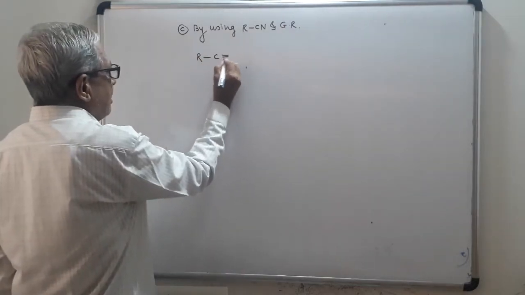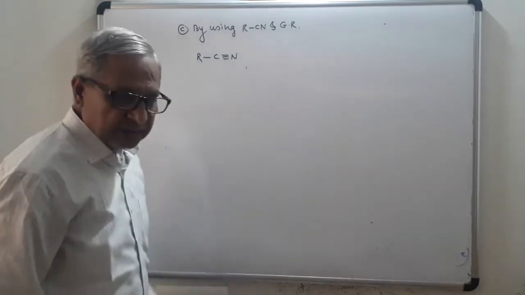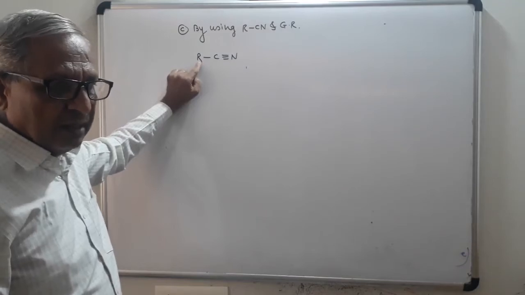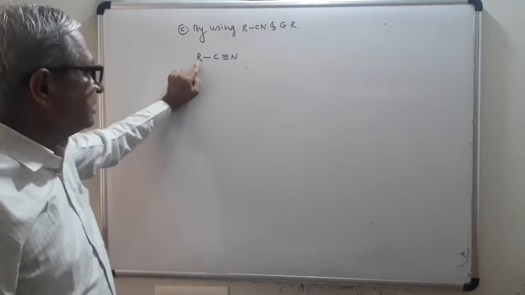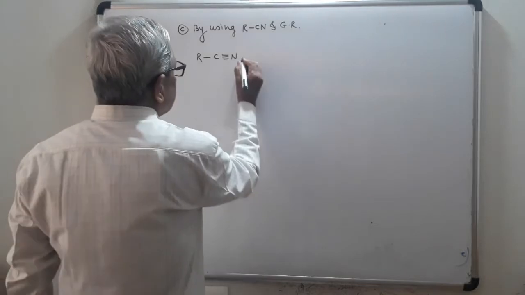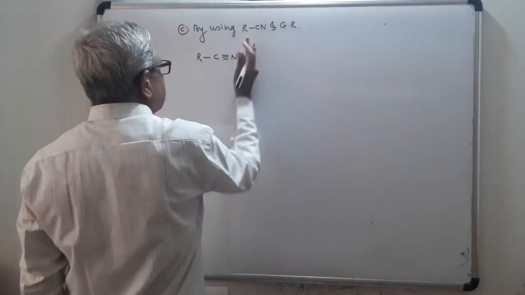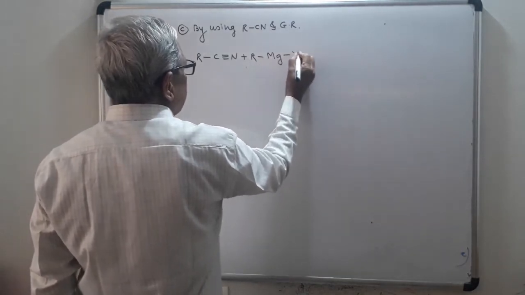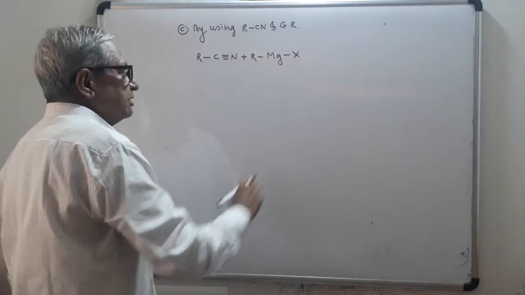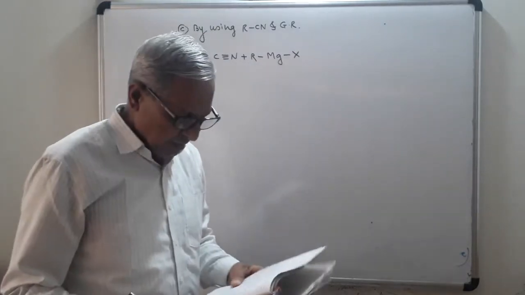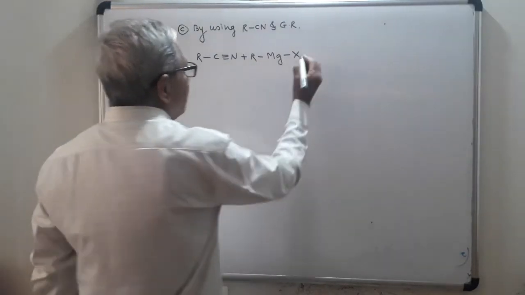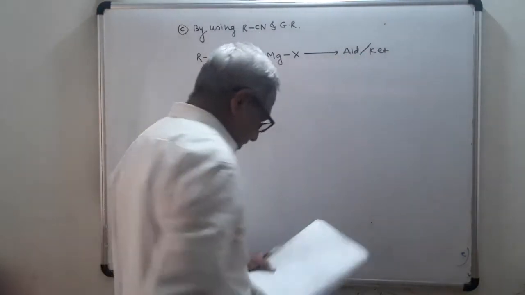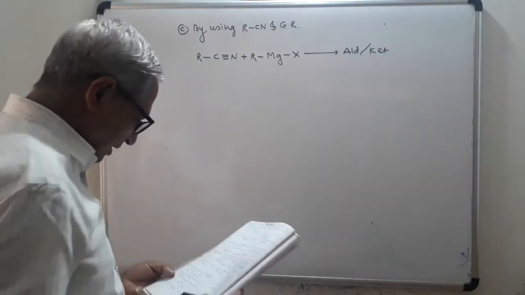Cyanide has general formula RCN. R is equal to H, hydrogen cyanide. R is equal to CH3, methyl cyanide. R is equal to C6H5, cyanobenzene. Then you will do the reaction with Grignard's reagent. Grignard's reagent has the general formula RMgX. Suppose R is equal to CH3, X is equal to Br, methyl magnesium bromide. So by using this method, you can prepare both aldehyde and ketone.